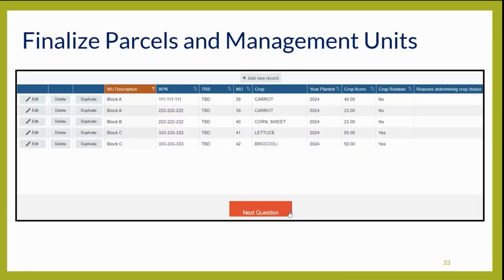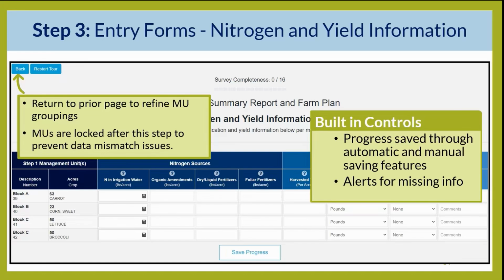Okay, great. Now you feel confident, you understand management units, it's all in here, you double check, you're ready to hit next question. All right, now we're going to enter into the entry for the nitrogen applied and your yield information. So we're going to have this part before we get into your management practice information.